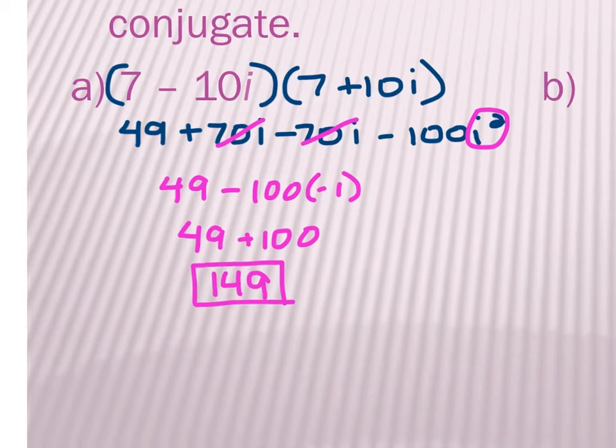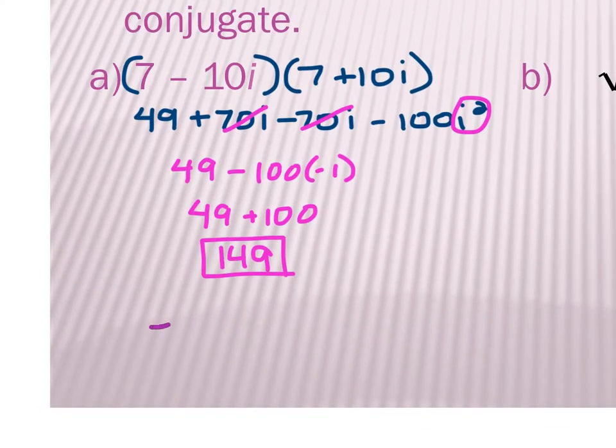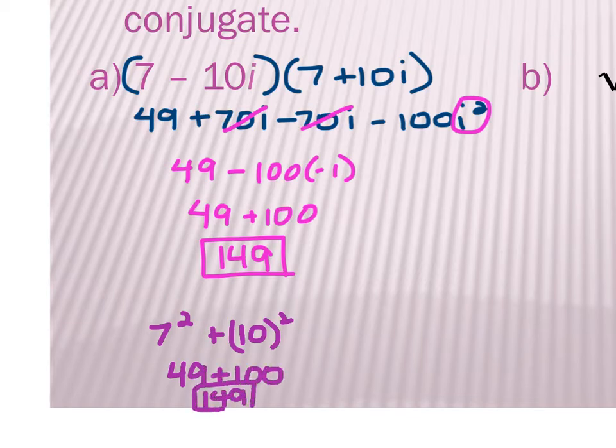So had we used our shortcut, we would have done a squared, which is 7 squared, plus b squared, which is 10 squared. And it doesn't matter if I use positive or negative because I'm squaring it. And then it'd be 49 plus 100, which is 149. So remember, the conjugate doesn't take the i. That's why you use a plus instead. Or the shortcut, sorry.